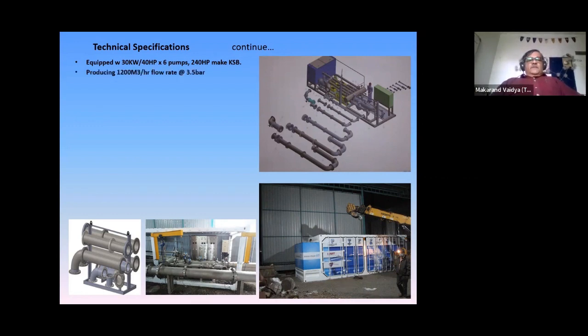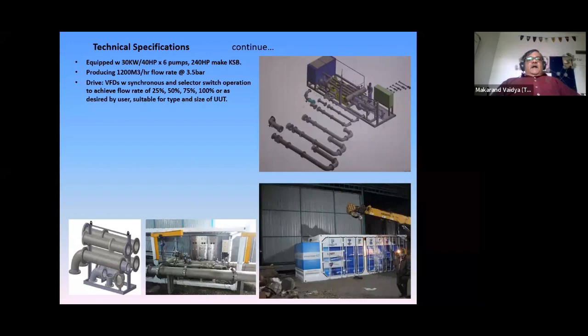Actually, it is producing a 200 meter cube per hour flow rate, 12 lakh liters per hour flow rate at 35 MLC. We use an ABB make drive for synchronous operation, and we use a selector switch for operation for group number 1, group number 2, and group number 3, as well as to achieve the change in flow rate for 25%, 50%, 75%, 100% that is required for set points for the calibration of the flow transmitters. And it can be as desired by the user.